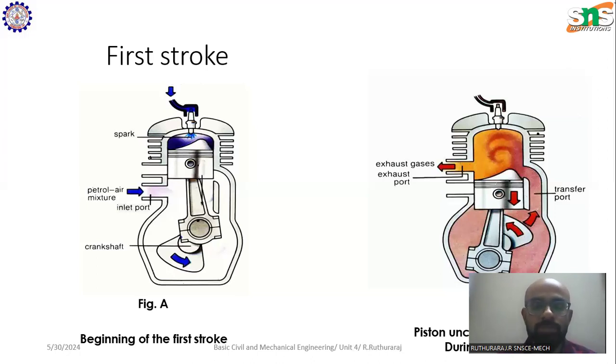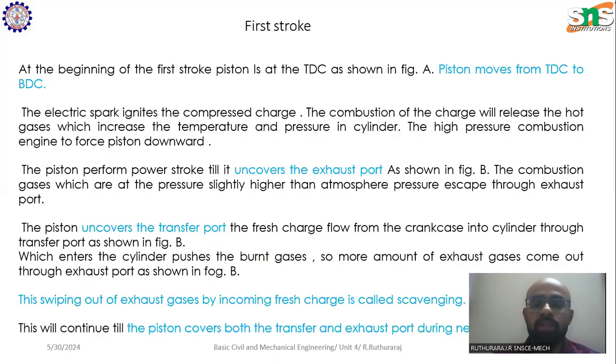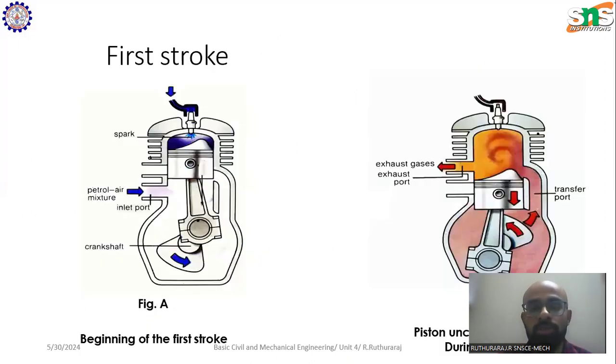So the first stroke is the beginning of the power stroke. We will start from the power stroke because it will be easy to understand. The first stroke will be the power stroke, that is the starting of the spark. Once the spark plug is ignited, a sudden movement down of the piston will happen. Suddenly the piston will move down. That is the power stroke.